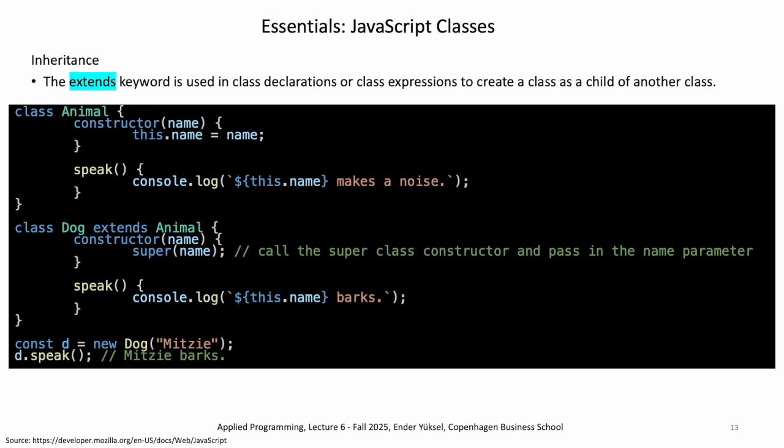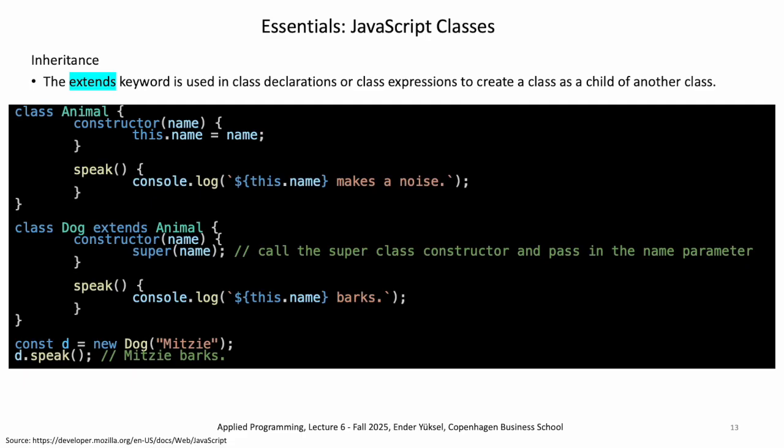Now this means dog inherits all properties and methods from animal. Dog can also add its own features or override inherited ones. Let's look at the parent class. Any animal can store a name and use the speak method. Let's look at the child class. Any dog also has a name, but dogs override the speak method with their own version. Dogs bark instead of making a generic noise.